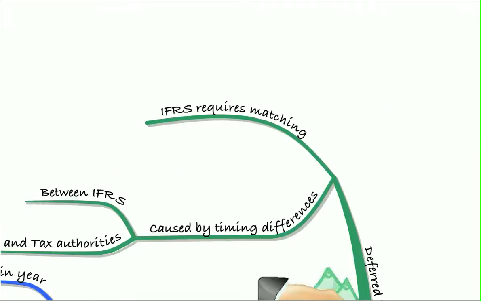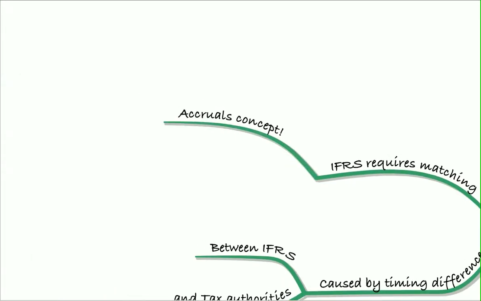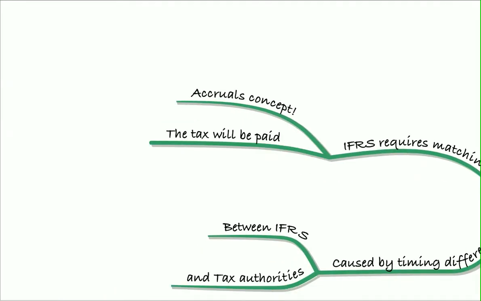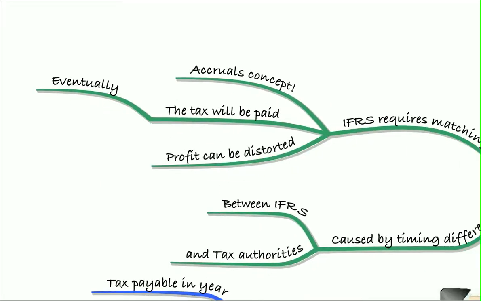The IFRS, really what it does is it requires us to match up the two. So this is the accruals concept at work. It recognises the fact that the tax will be paid eventually and that the profit could be distorted if we don't make an adjustment for that. So we're going to match up the two. We're going to match up the profit per our IFRS to the profit per our tax return.